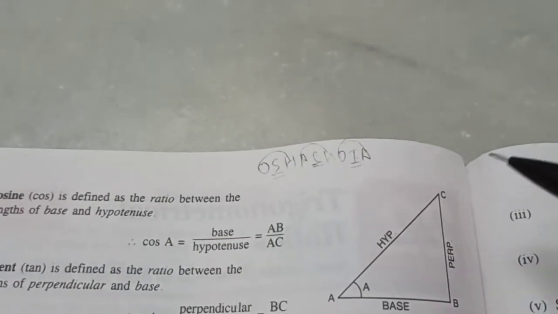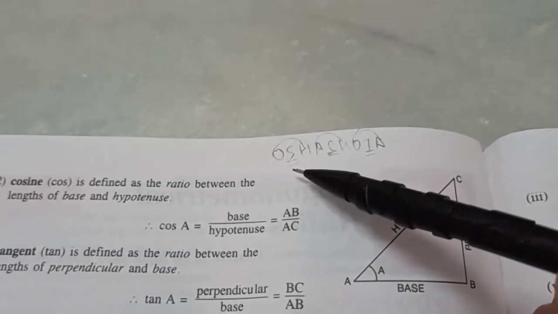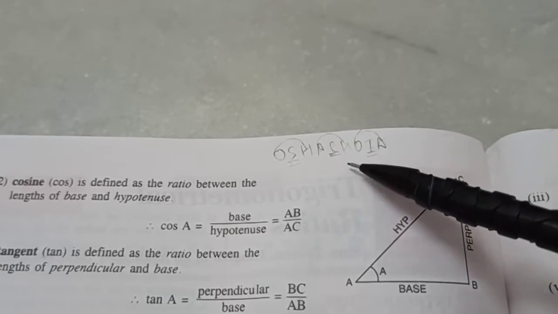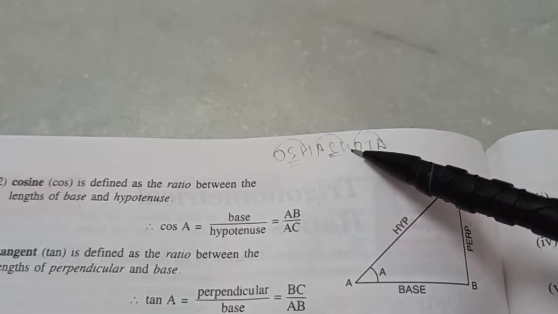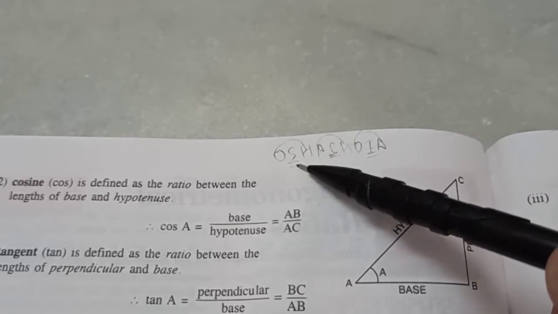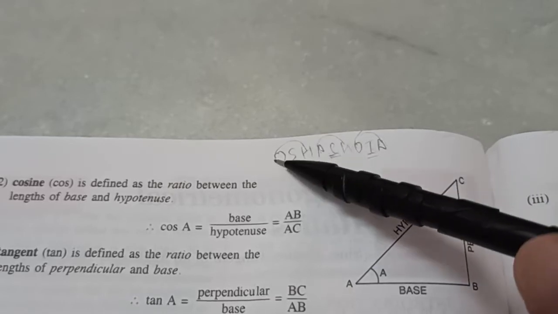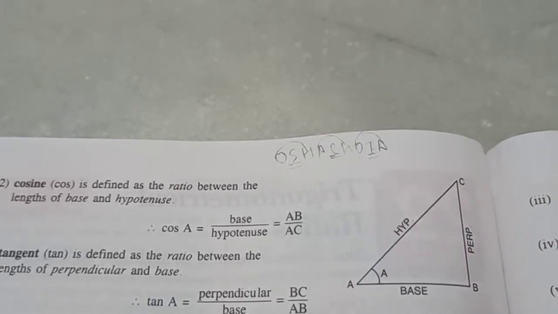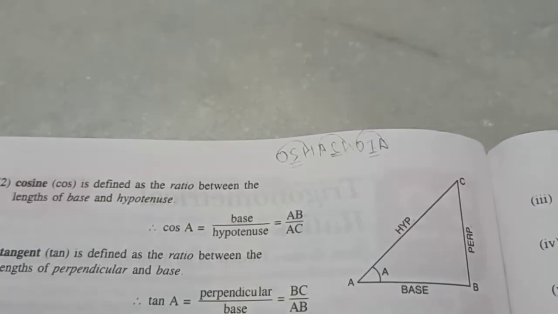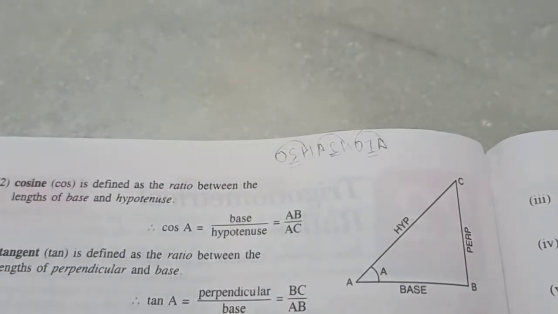Or you can remember it like this. Cot would be adjacent upon opposite, sec would be hypotenuse upon adjacent, and cosec would be hypotenuse upon opposite. When we'll do the numericals, the picture will be clearer. Right now, just remember this hint and the definition.